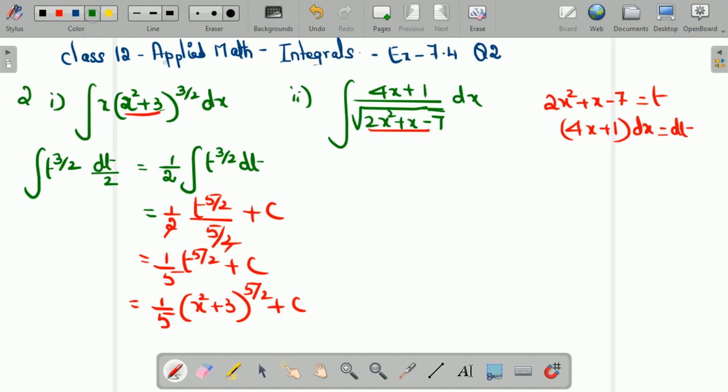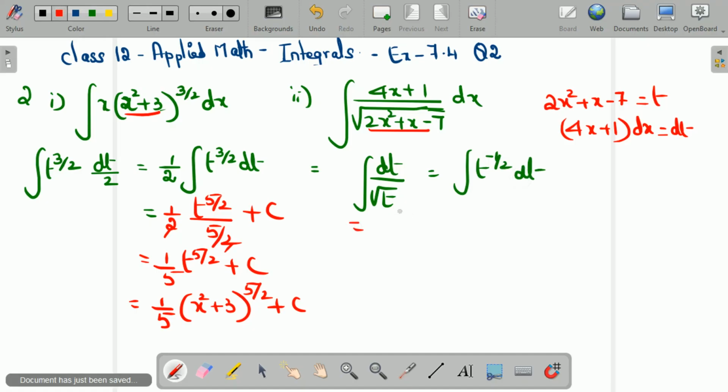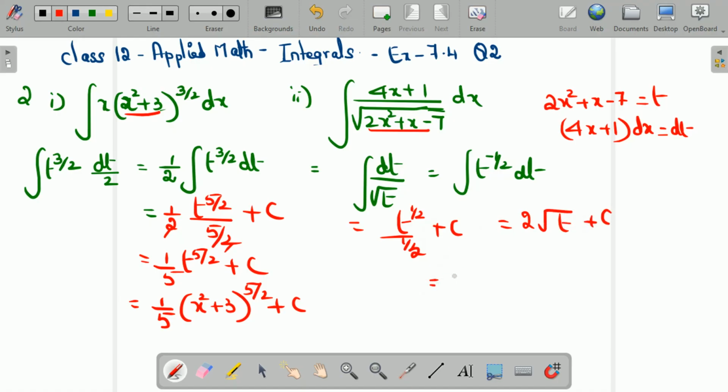So now this integration will get reduced to, see, the whole numerator (4x plus 1) into dx is there, so I'm replacing that with dt. The denominator is root t. So you rearrange this as t power minus half dt. Now we can perform the integration. So this is t power half by half plus c, or 2 root t plus c. Now put back the value of t. So this is 2 into root of (2x squared plus x minus 7) plus c.